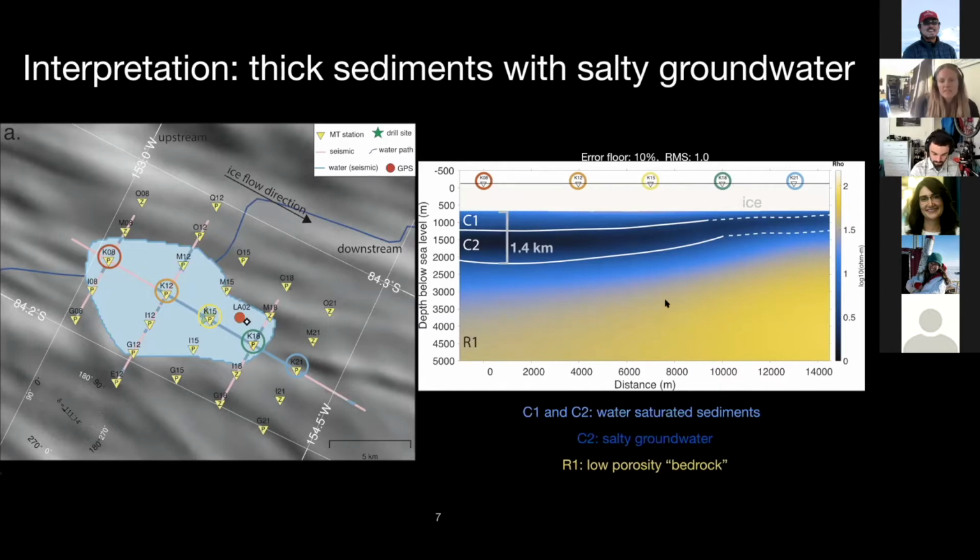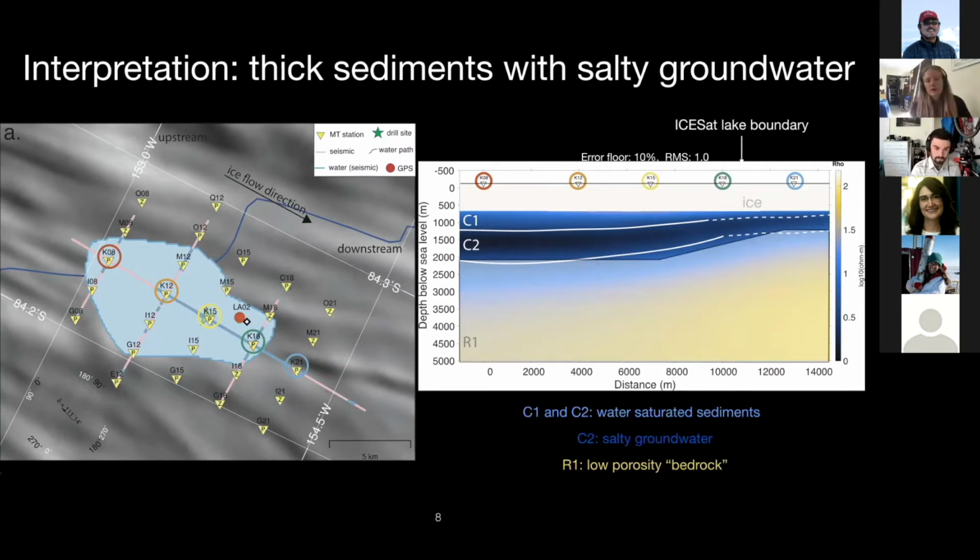So our sediments are about 1.4 kilometers thick on the upstream side of the lake, and they get thinner as we cross the ice-sheet lake boundary in the downstream direction. So now I'm just going to take the top portion that contains the sediments and convert them to groundwater salinity.